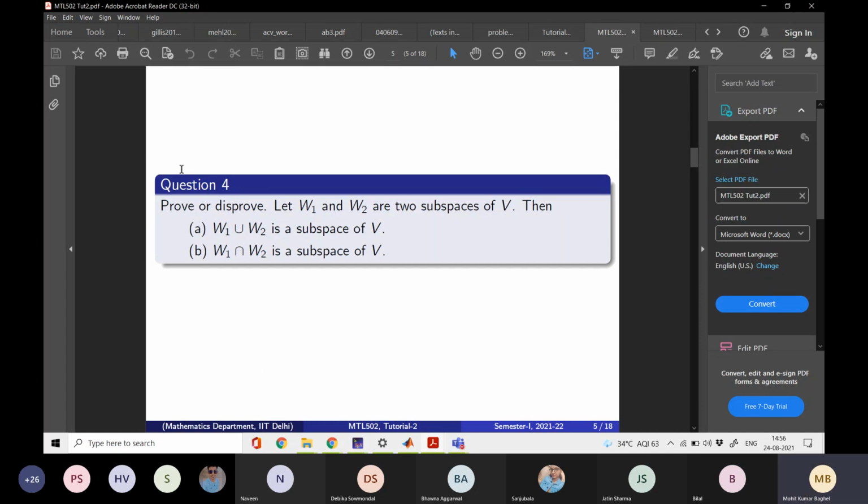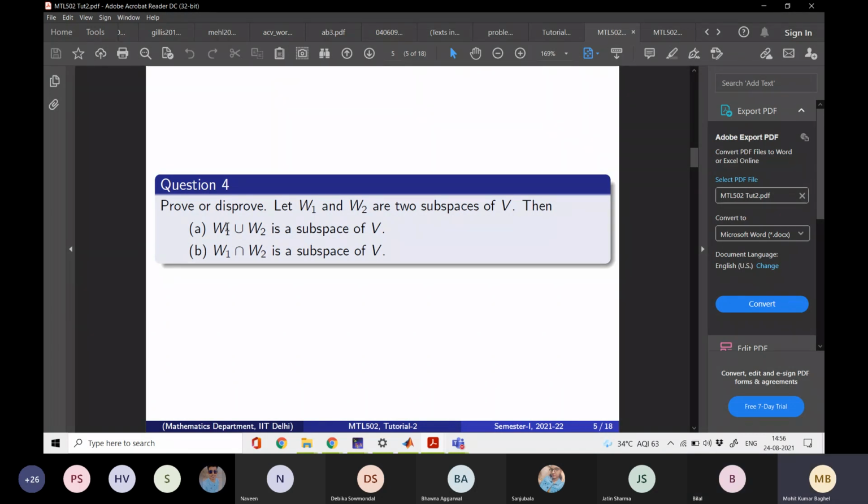Now for question 4. W1 and W2 are two subspaces of V. W1 union W2 is the union. The union will generally not be a subspace; it is a subspace if one is contained in the other, but that is not given here. So generally it may or may not be true; in general it is not true.